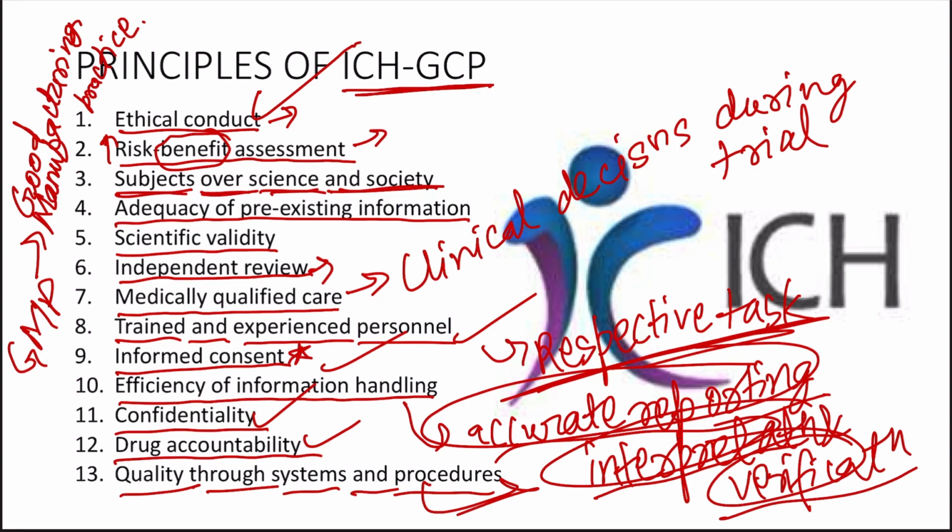Next is drug accountability. The drugs or the investigational products which we are going to try in this trial should be produced in the factories which are following the good manufacturing practice guidelines. And finally, the quality through systems, that is the systems with the procedures that assure the quality of every aspect of the trial only should be implemented in the trials.